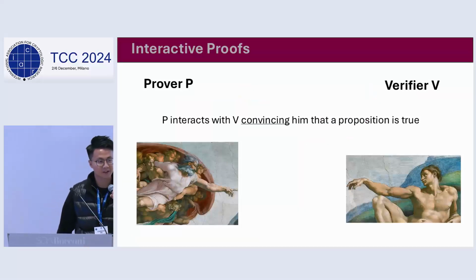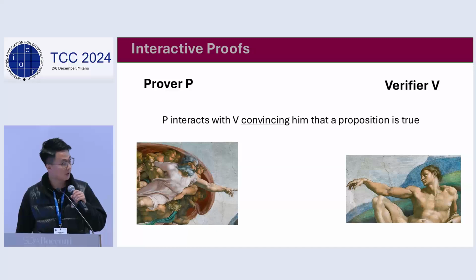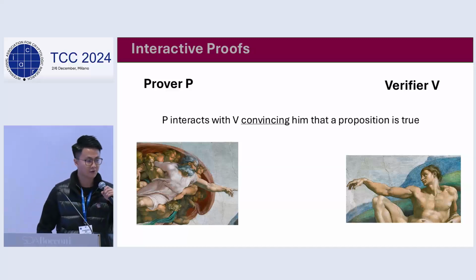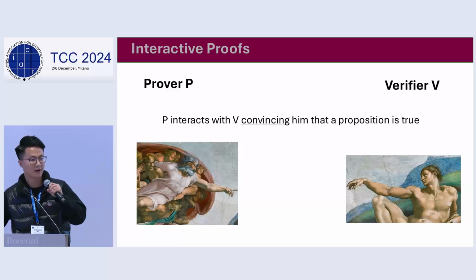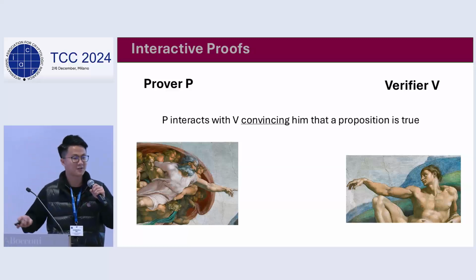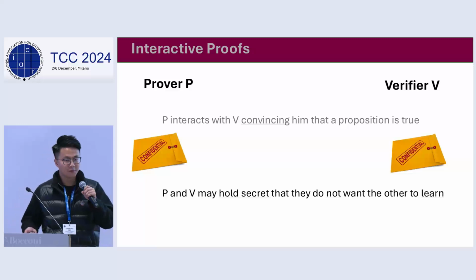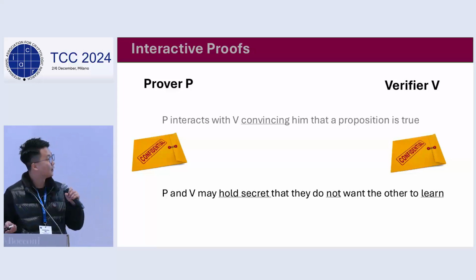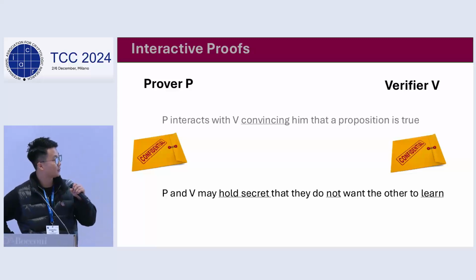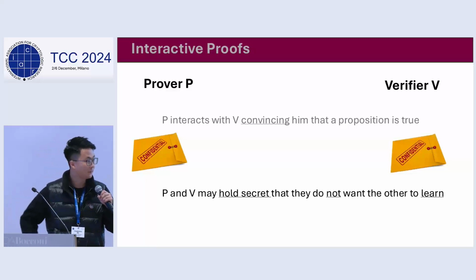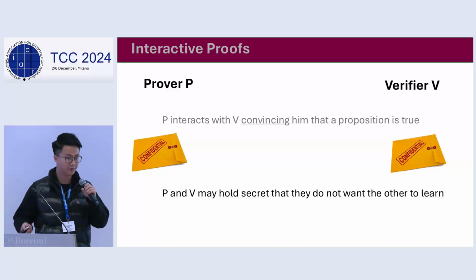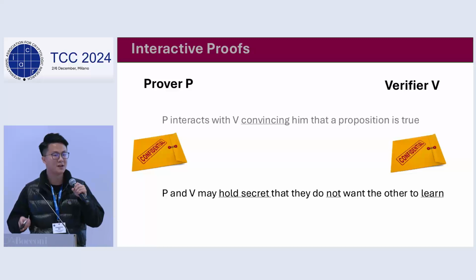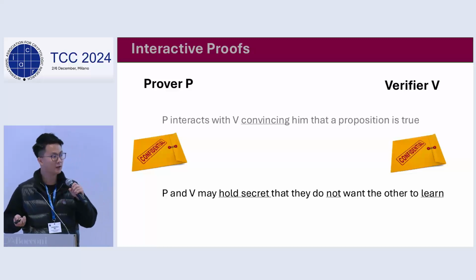Interactive proof is a fundamental notion in cryptography. It's a protocol where a stronger prover interacts with a weaker verifier to convince the verifier that a proposition is true. In interactive proof, both parties may hold some secret that they do not want the counterparty to learn through the interaction. One of the most beautiful and influential examples is the zero-knowledge proof. It protects the prover's private information, such as the NP witness, against the verifier.